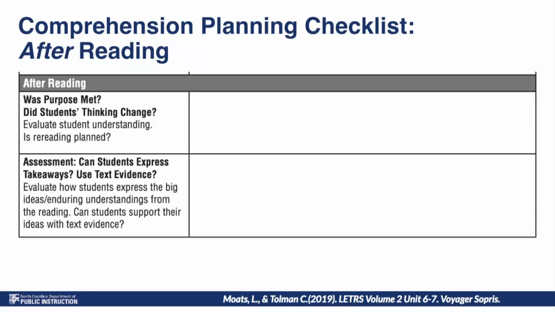And then the second part is thinking about assessment. And I'm not talking about test questions or answering test questions, but really, can your students express the big ideas from the reading? And are they able to explain parts of the story that support that? What's the text evidence that helps them see what they're thinking is correct? When we think about planning for comprehension, we're not just reading and asking questions, but we're really supporting students to create a mental model by planning the work before, during, and after reading.